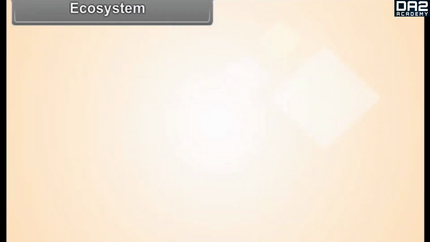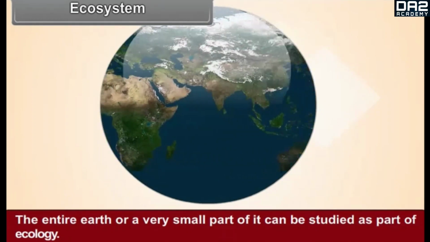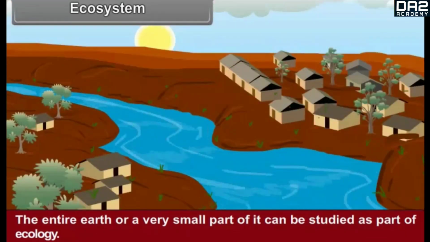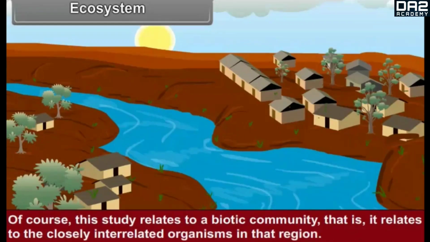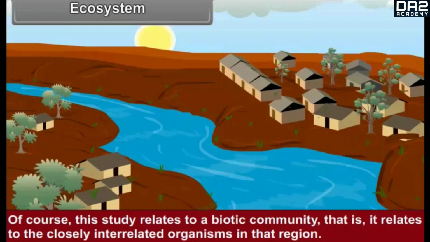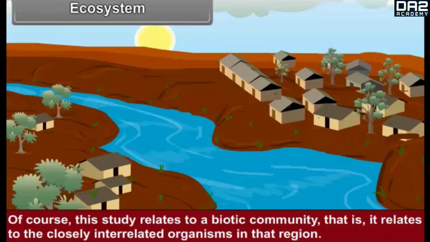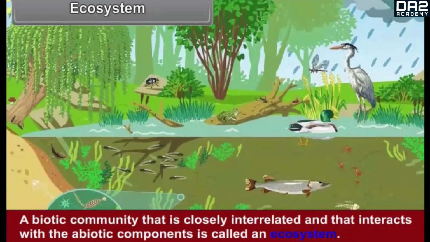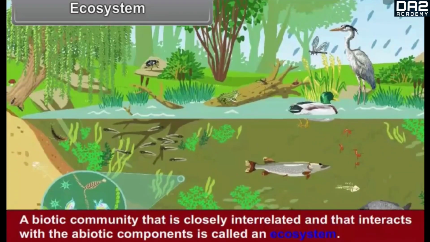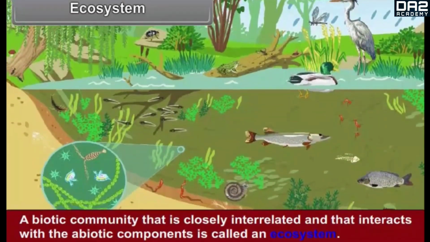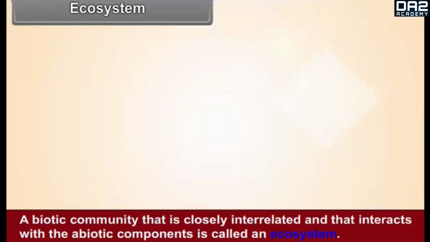Ecosystem. The entire Earth, or a very small part of it, can be studied as a part of ecology. Of course, this study relates to a biotic community, that is, it relates to the closely interrelated organisms in that region. A biotic community that is closely interrelated and that interacts with the abiotic components is called an ecosystem.